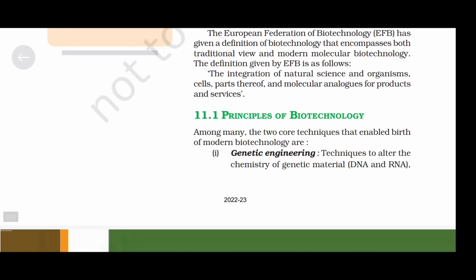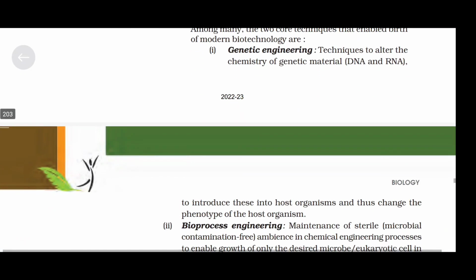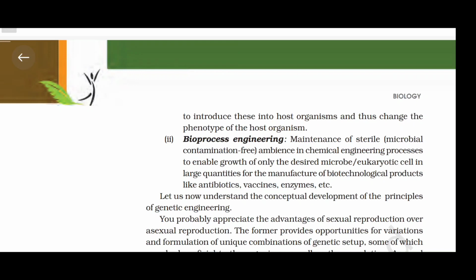Principles of biotechnology. Among many, the two core techniques that enabled the birth of modern biotechnology are: first, genetic engineering. Techniques to alter the chemistry of genetic material, DNA and RNA, to introduce these into a host organism and thus change the phenotype of the organism.